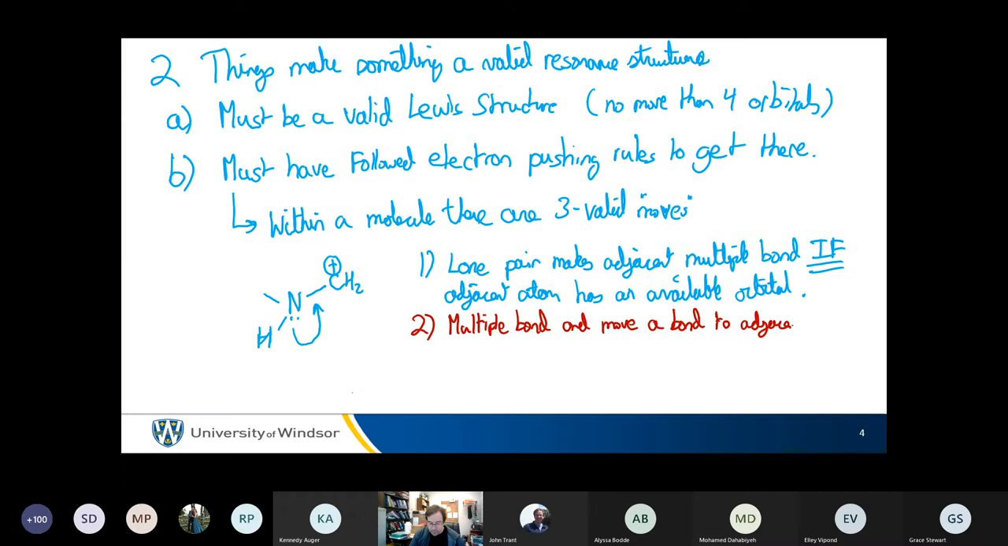What do I mean by that? Any double or triple bond is CH2 as well. So these are both CH2s. I can move the electrons onto an adjacent atom. It's actually the absolute inverse of what I just did. The third move is kind of a combination of the two, and actually, technically, that's all the moves you need. You can string these together.